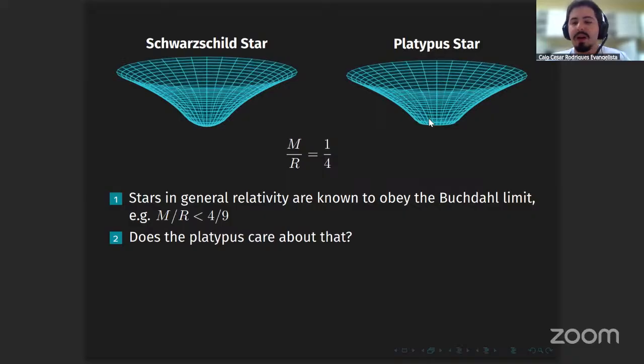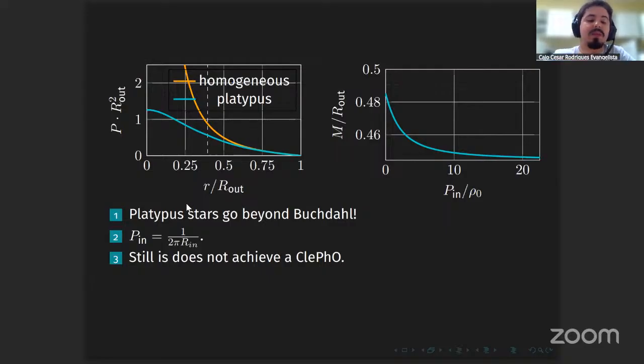And we know that stars in general relativity are known to obey a theorem, the Buchdahl limit, which states that no compactness can go beyond this ratio of 4/9, or it will end up collapsing into a black hole. So a natural question to ask is, what happens about the Buchdahl limit for platypus stars? Because gravastars, for example, violate this limit as well. So does the platypus care about that? Well, we can check this.